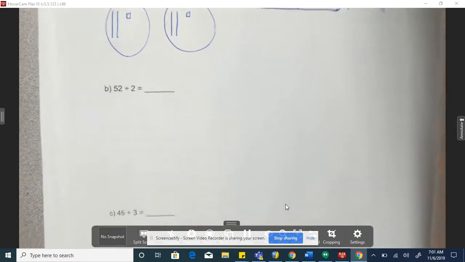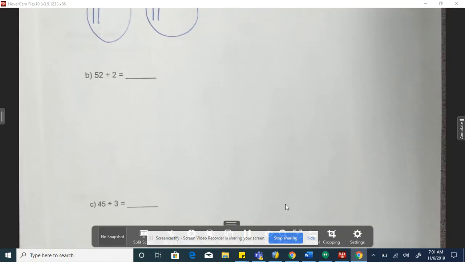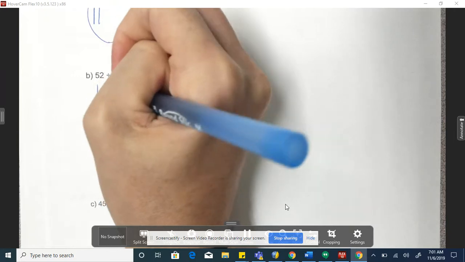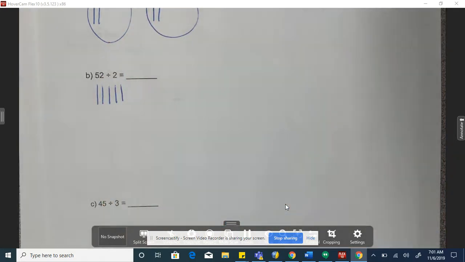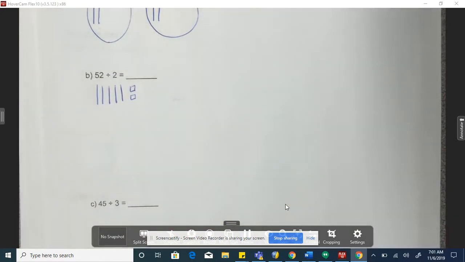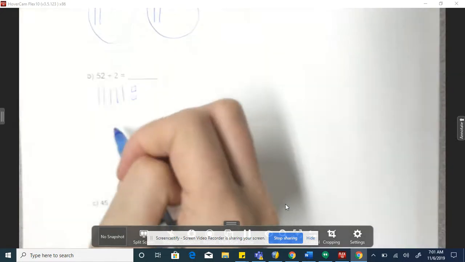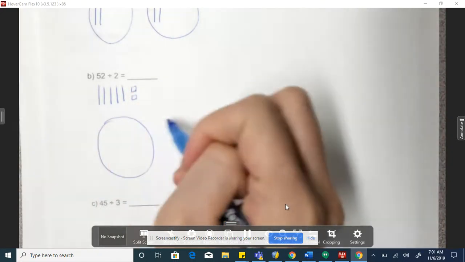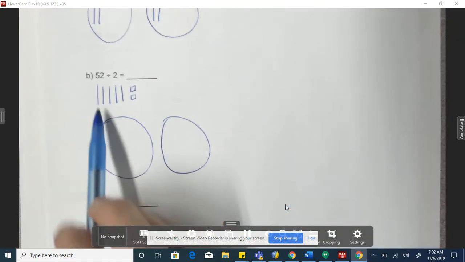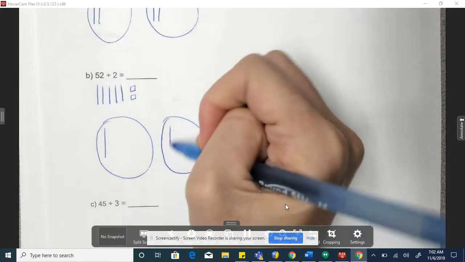All right, we're going to do 52 divided by 2. We're going to start by drawing out our base 10 blocks. We have 5 tens, so I'm going to draw 5 tens blocks, and we have 2 ones, so 2 rectangles, or 2 cubes. We're dividing by 2 again, so I'm going to draw 2 groups. And now we're going to start distributing. I'm going to put 1 ten in the first group, 1 ten in the second group.